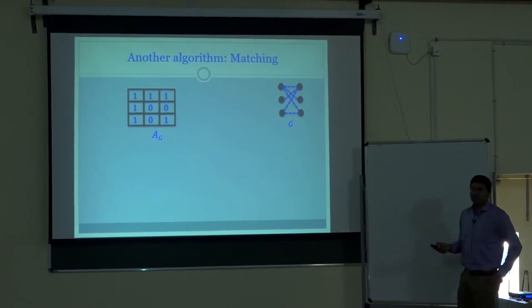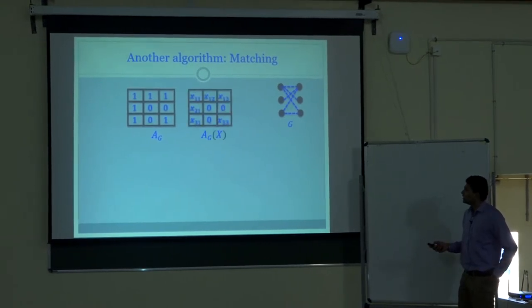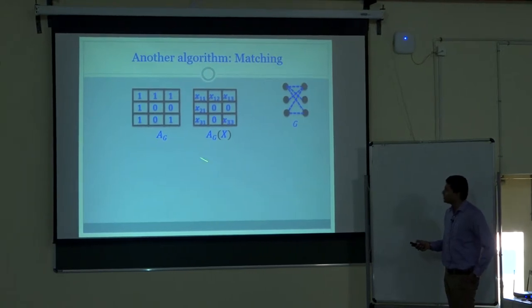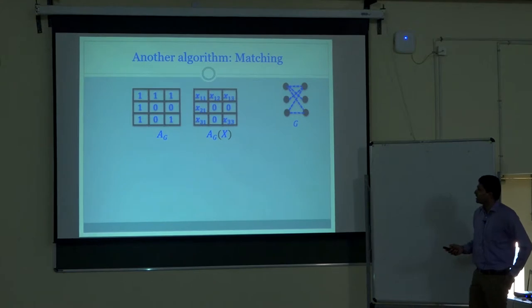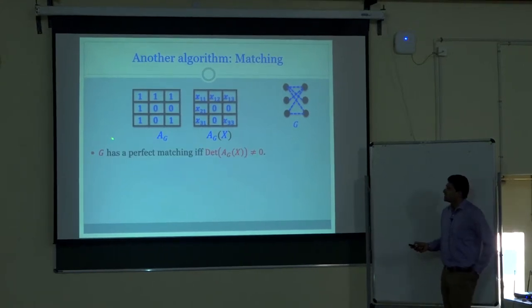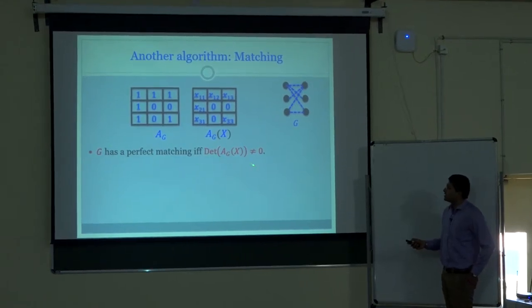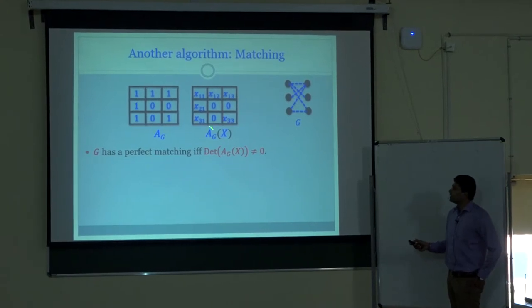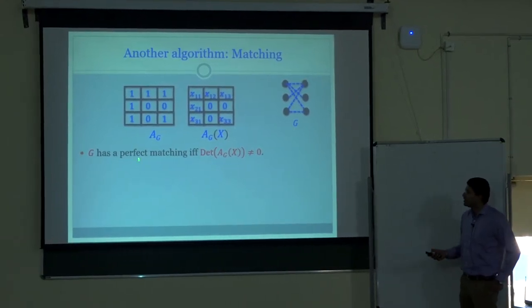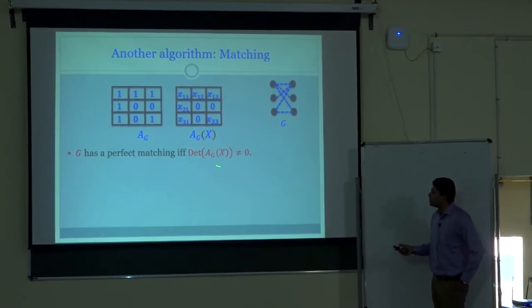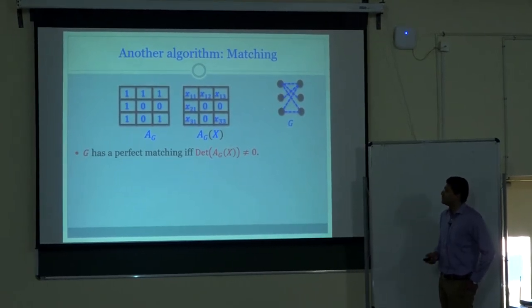So you turn this into a symbolic matrix of variables. Wherever there's a 1, you replace it by a formal variable x_ij, and wherever there's a 0, you maintain the 0. Then you get this formal matrix A_G(x). There's a simple fact that the graph G has a perfect matching if and only if the polynomial, which is the determinant of this symbolic matrix, is non-zero. Just because the perfect matchings in G correspond to the monomials of this determinant, and if there's a perfect matching, then some monomial will survive, the others not.